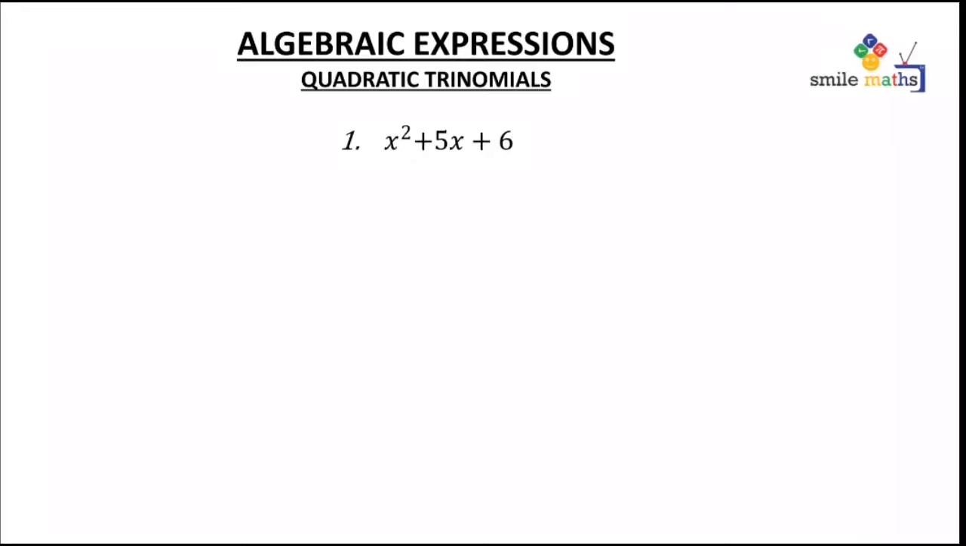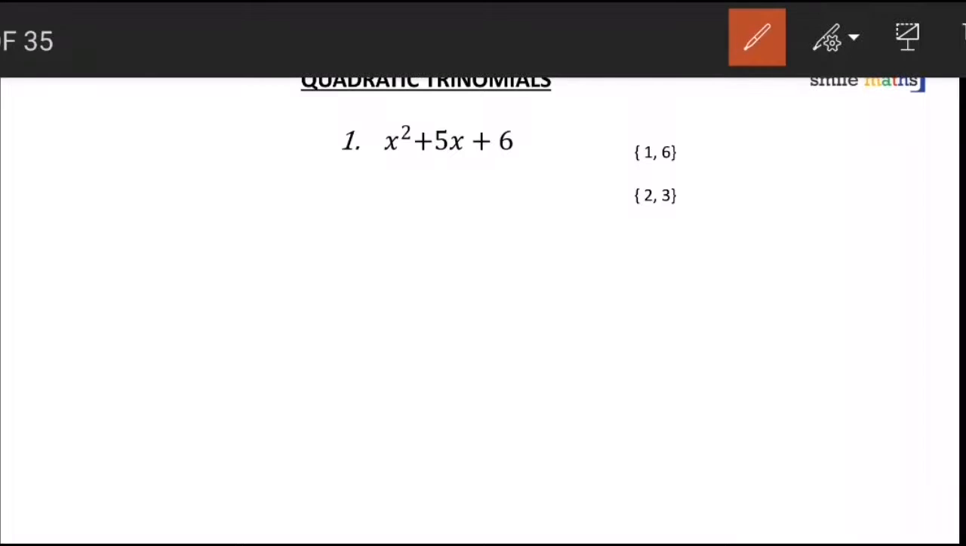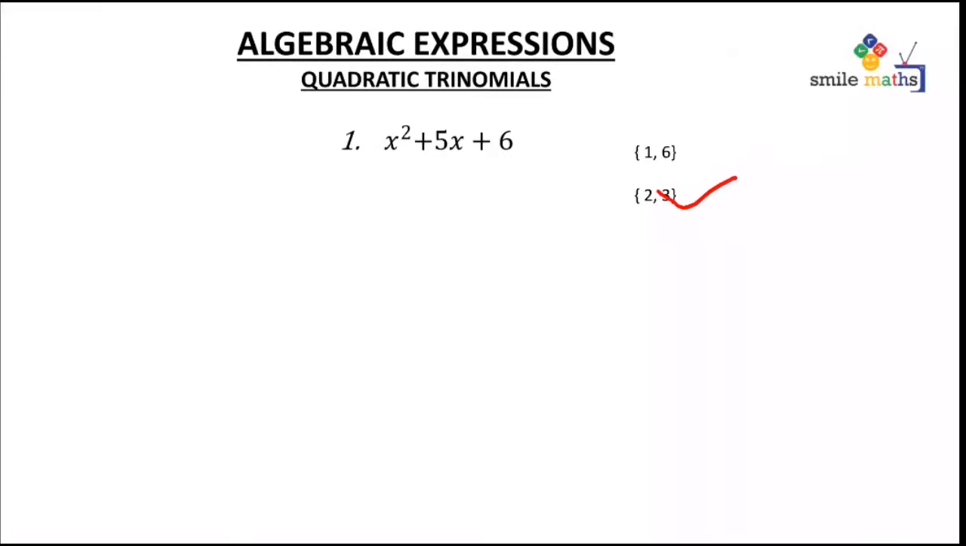So let's have our first example. We have x squared plus 5x plus 6. So our c over here is 6. We're going to look for two numbers which are factors of 6. When we multiply them, it should give us 6, and when we add them, it should give us 5. Factors of 6: we can have 1 and 6, and we can have 2 and 3. But when we add 1 plus 6, that is 7, so it's not the same as our b, which is 5. But when we add 2 plus 3, that gives us 5. So we are going to choose 2 and 3.